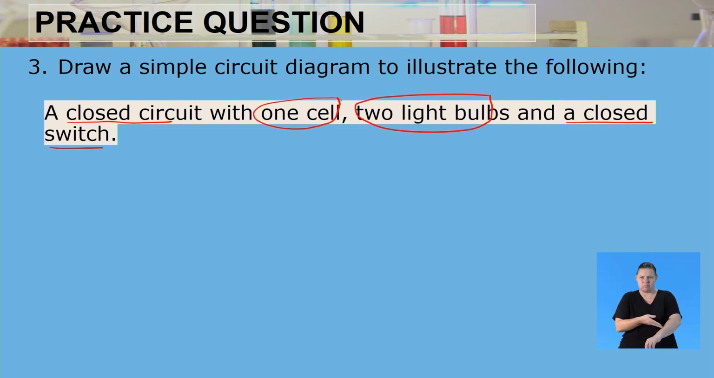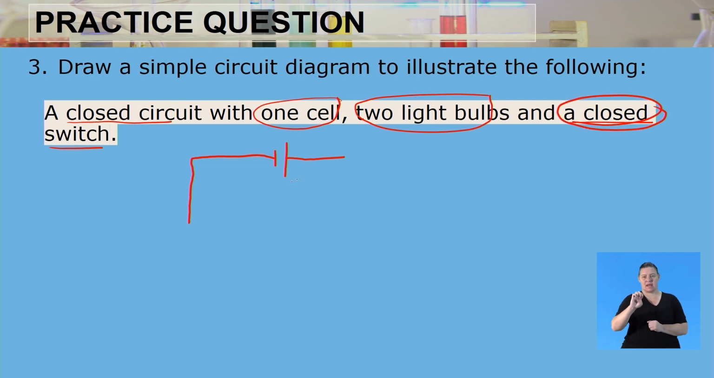Remember, we start with a cell, negative and a positive terminal. These 2 terminals are connected by wires. And on these wires, there must be a switch, a closed switch to be specific. And then we can just put our switch there. Remember, they're not being specific as to where the switch is supposed to be, or where the 2 light bulbs are supposed to be. All we know is that we must have all of this information in our circuit diagram.